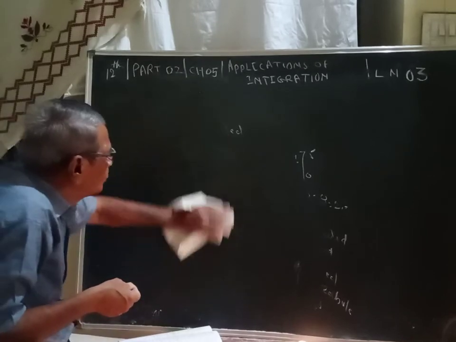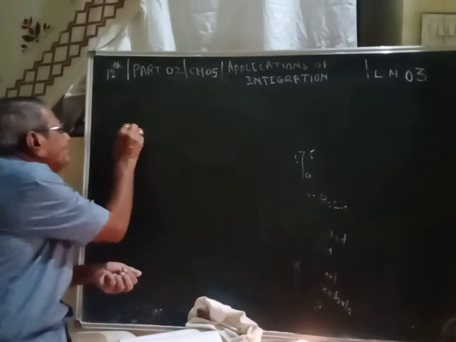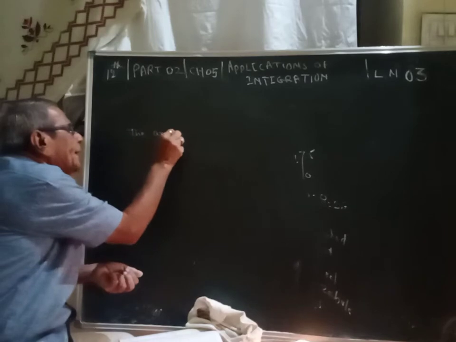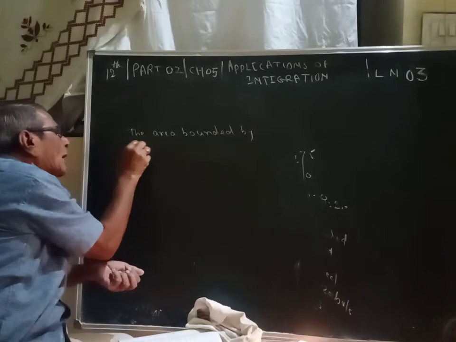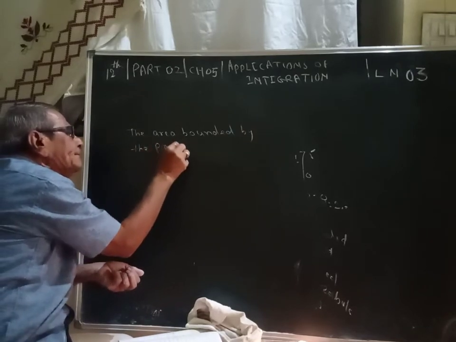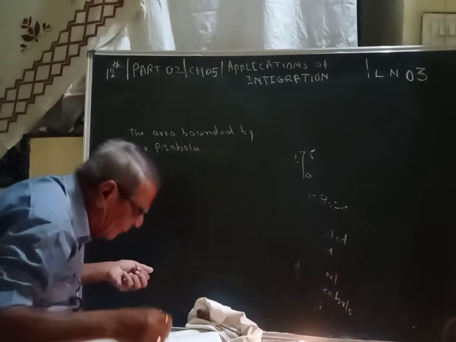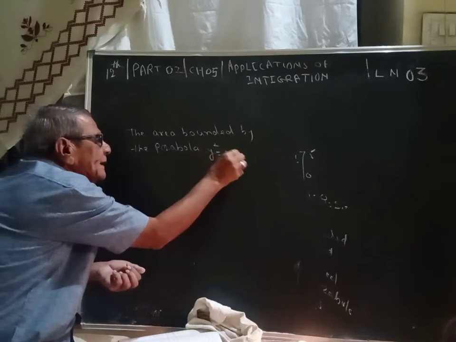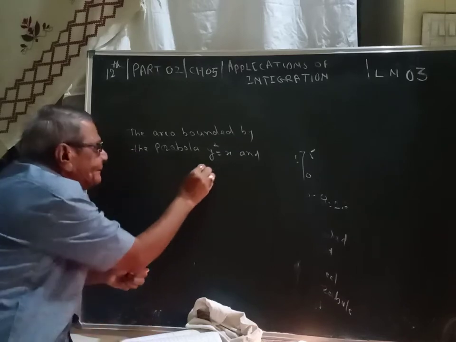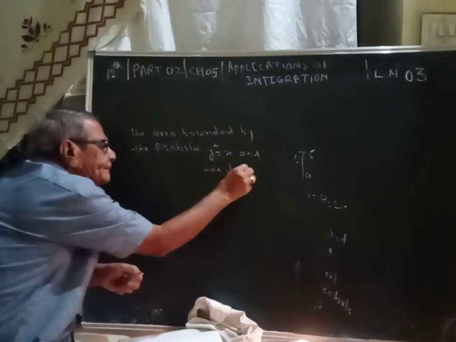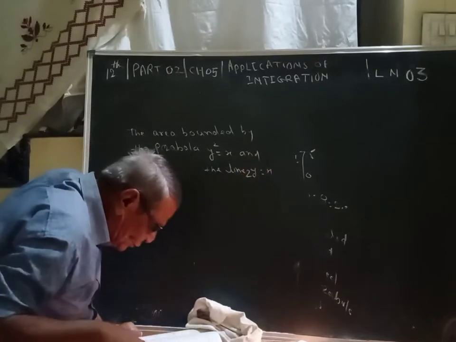Next, the area bounded by the parabola y square is equal to x, and the line 2y is equal to x.